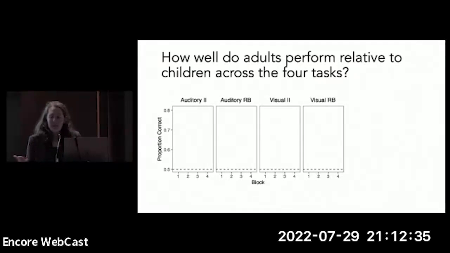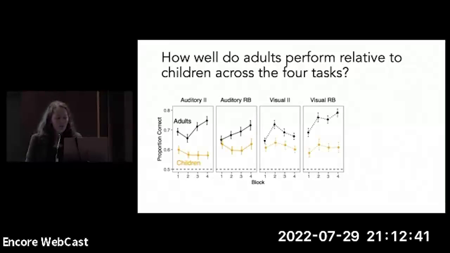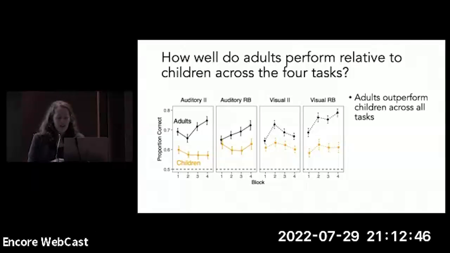So I'm going to replot everything that I've already shown you in terms of accuracy, but just showing adults and children on the exact same plot. And so here we really see, somewhat unsurprisingly, that adults were generally better than children at all 4 of these learning tasks. But I want to point out 2 specific patterns here.